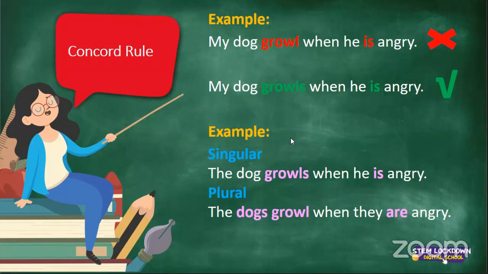Right. And if we had to look at this in plural form, we would say the dogs growl when they are angry. Because if I had said the dogs growl when they is angry, would that be correct? No, it wouldn't be correct. So that's what basically concord means. And it's so great to see you guys interact with me today. Thank you so much. Right, let's move on to our next Instagram post.